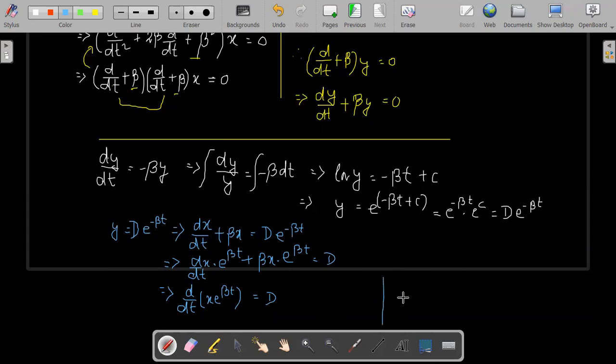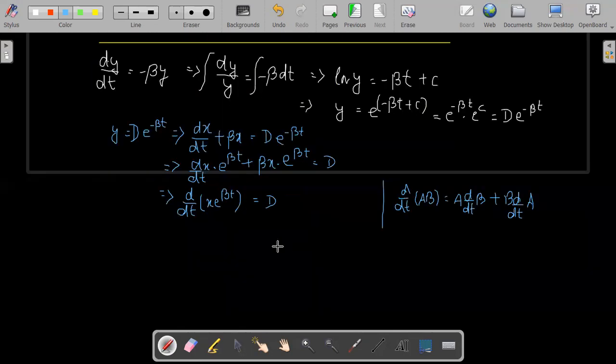So if you use this formula, d/dt of ab, where both a and b are functions of time, it will be a d/dt of b plus b d/dt of a. If we do that, we are going to get back this relation. So you can use this formula and check if you're getting the same result. And that's going to be that, right?